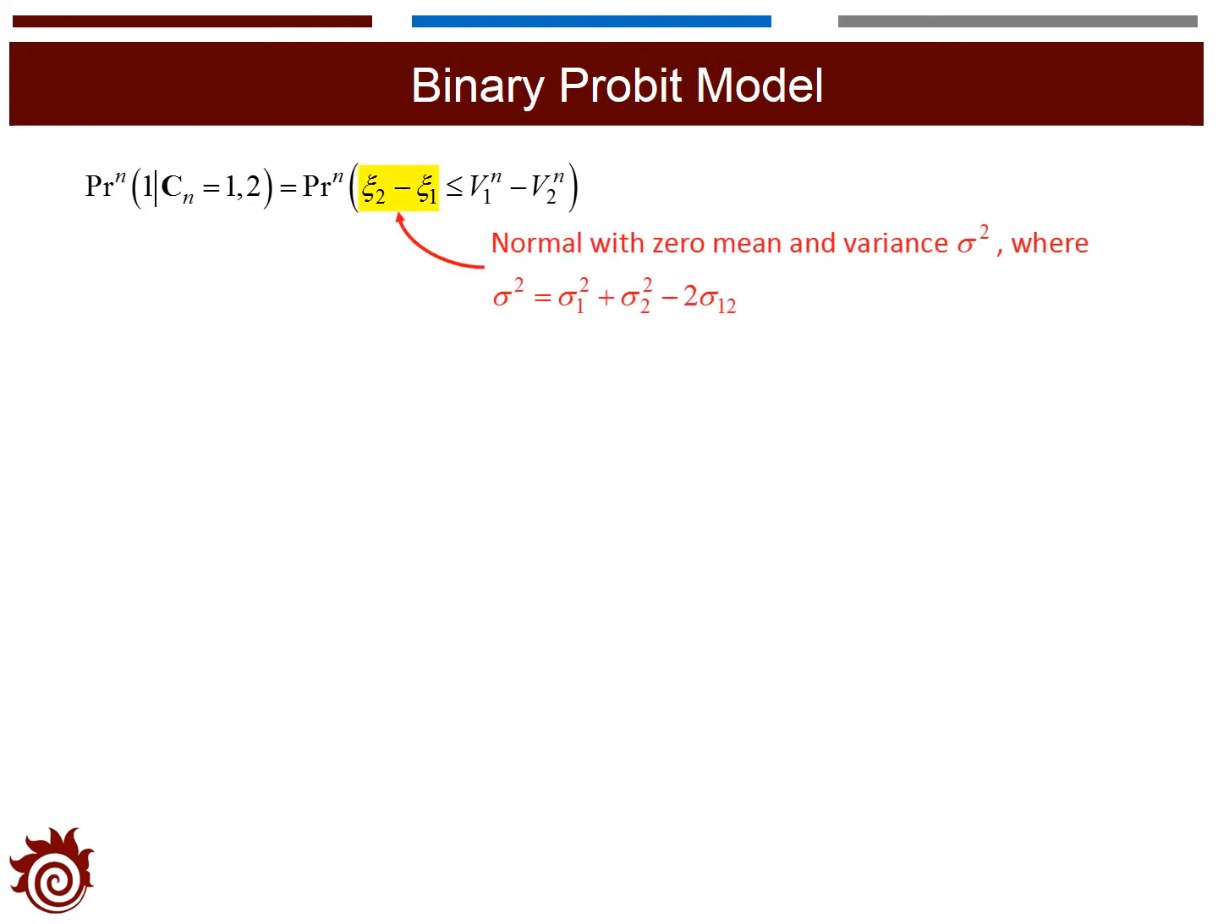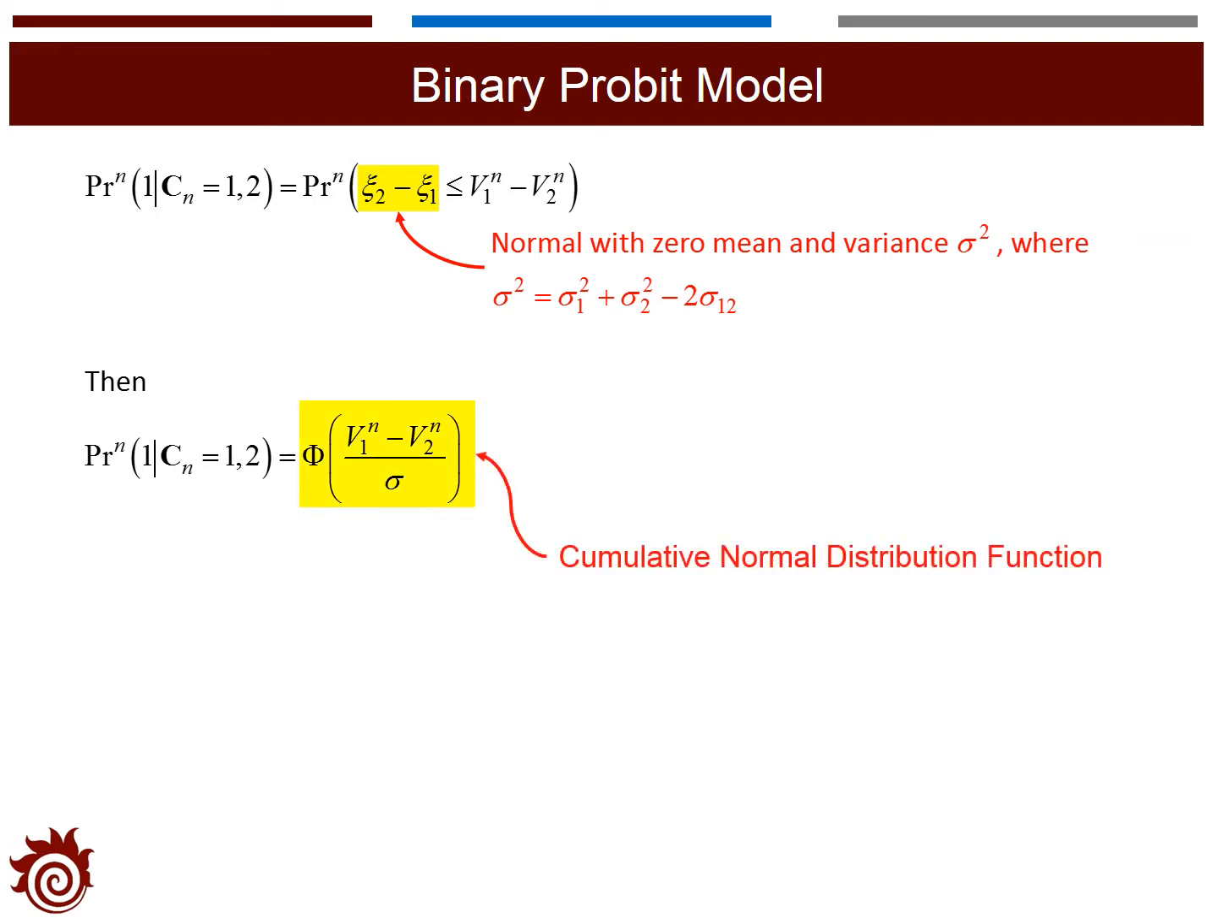Here, if xi1 and xi2 follow a bivariate normal distribution, then xi2 minus xi1 is also normally distributed with mean 0 and variance sigma squared. Here, sigma squared equals sigma 1 squared plus sigma 2 squared minus 2 times sigma 1,2. In that sense, the probability of taking alternative 1 is capital phi of v1 minus v2 over sigma. Here, capital phi represents the cumulative standard normal distribution function, and the value can be found from the standard normal distribution probability table.